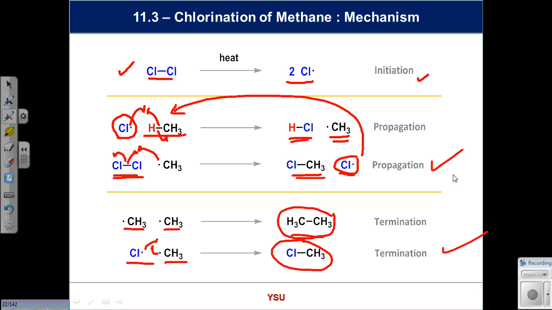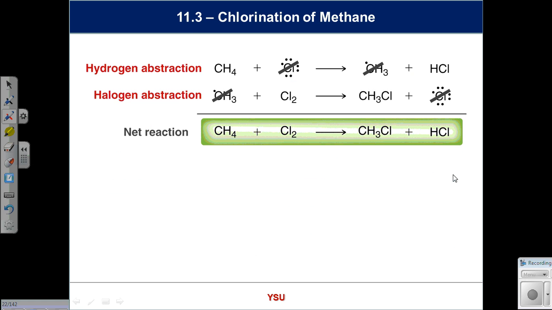Anybody on that slide? We're about to add a lot more detail to this when we go to tertiary, secondary, and primary hydrogens. So the overall process is that you've mixed methane with a chlorine radical, and you've mixed the methyl radical with the chlorine molecule, and you end up with these 2 products. And the book likes to do it like this, where we subtract out the radicals, and we end up with this molecule reacting with chlorine overall to give chloromethane and HCl.